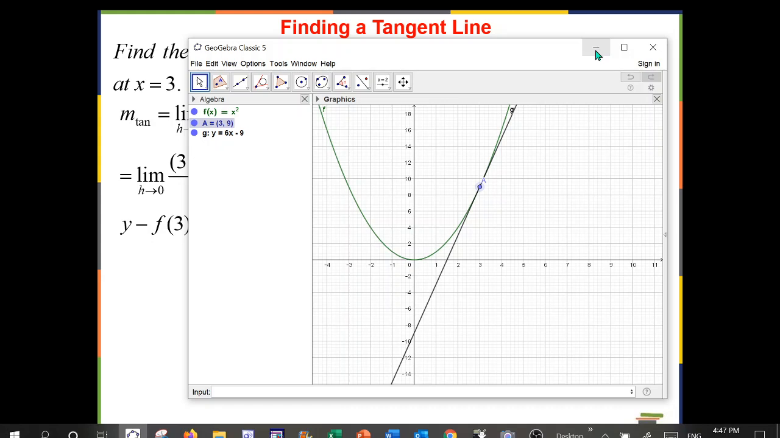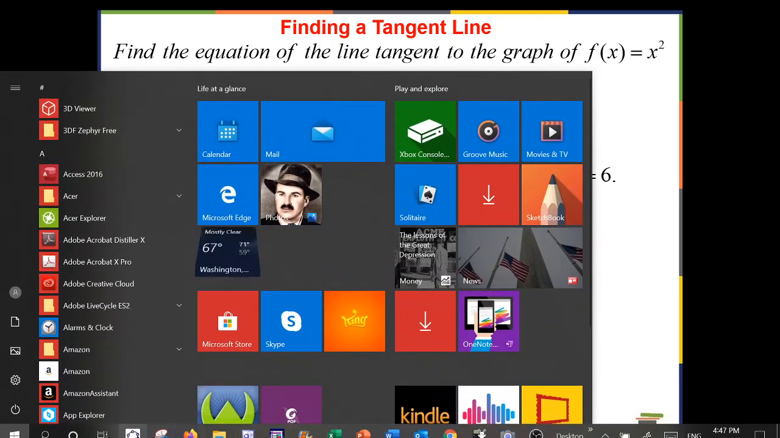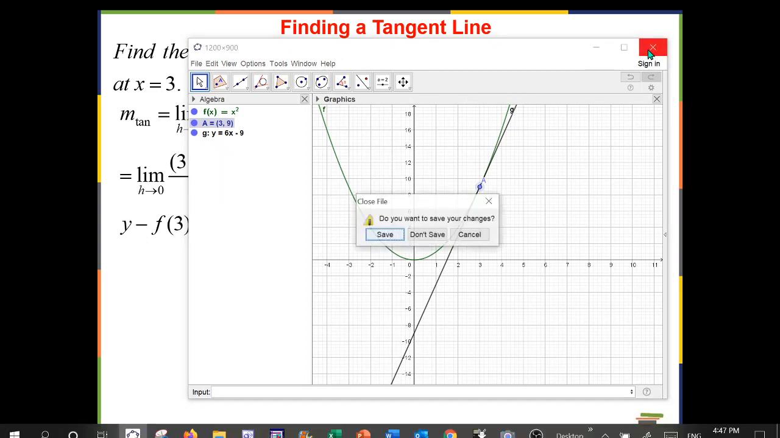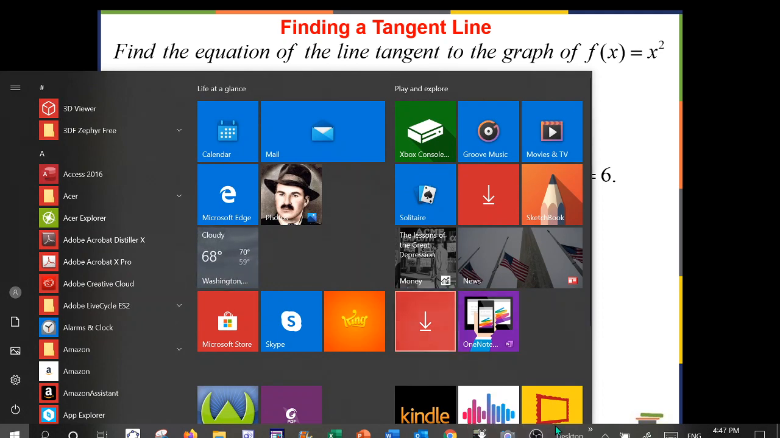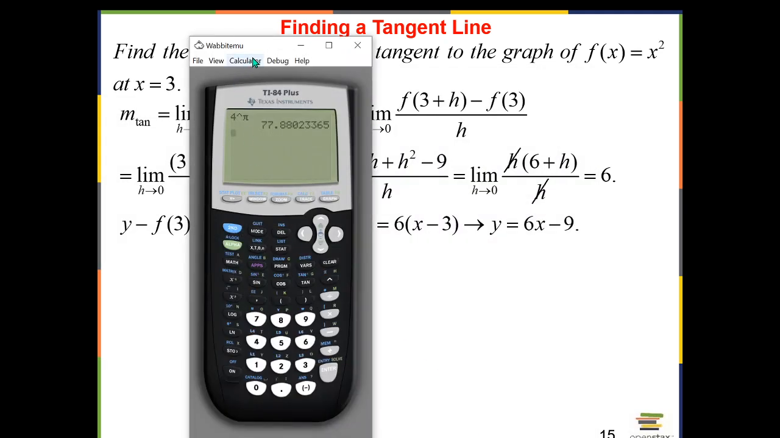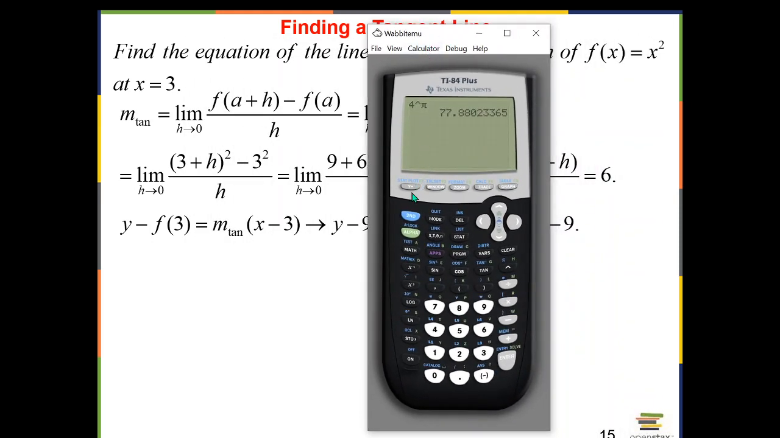Okay? Now you can also do this with a calculator. Let me close this so it doesn't use memory. And I can do it with a calculator. Now, I don't want you to do it with the calculator from this chapter. I want you to work by hand and do a bunch of these by hand. Calculators should be used for more involved, more difficult problems, and also to kind of check your answer.